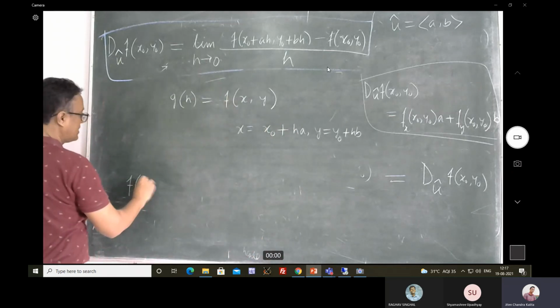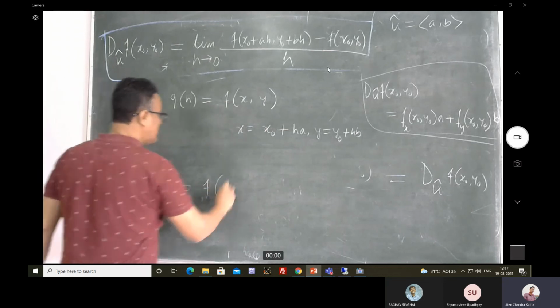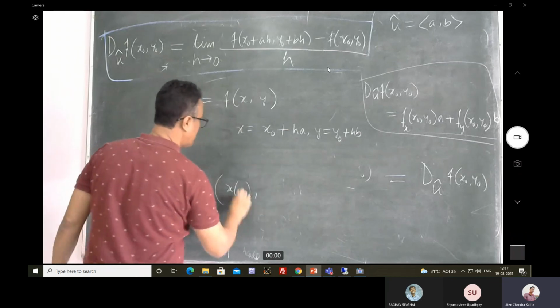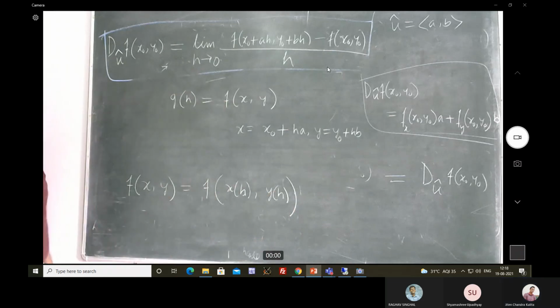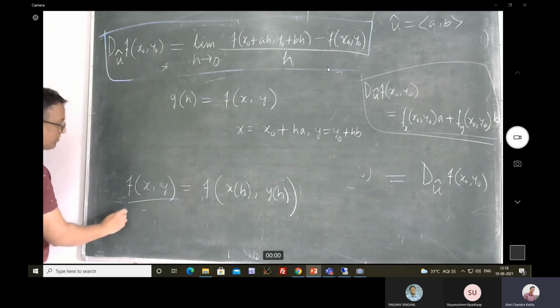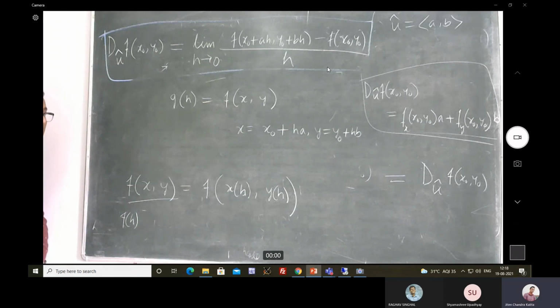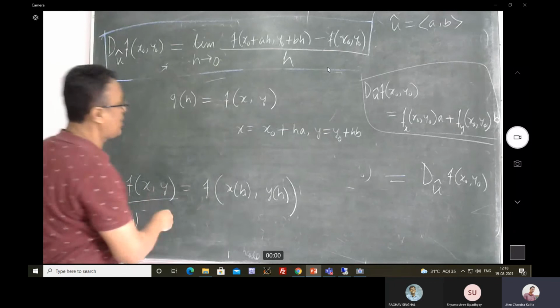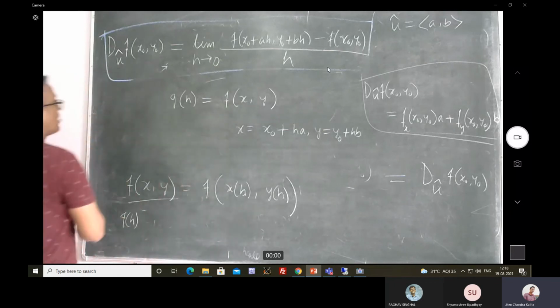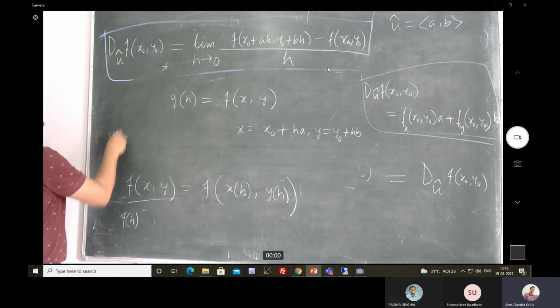See, I am considering f as a function of two variables, and each of the two variables is again a function of a single variable h. Isn't the situation like that? Is it okay? So then eventually this is going to be a function of a single variable h, isn't it? Fine. So that is what we have done. So now, I can try to find g prime of h.